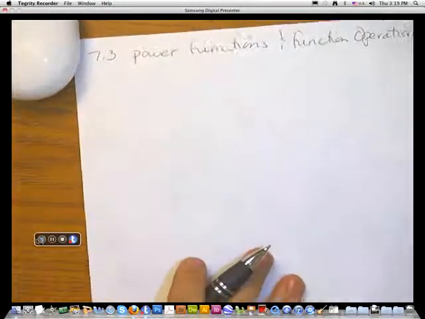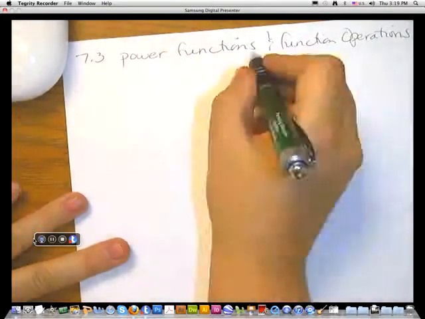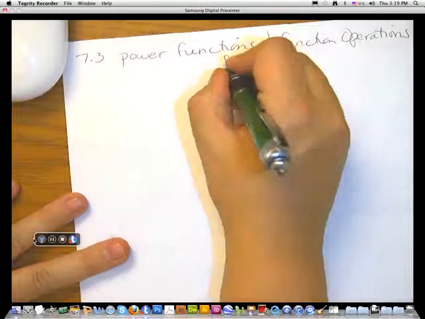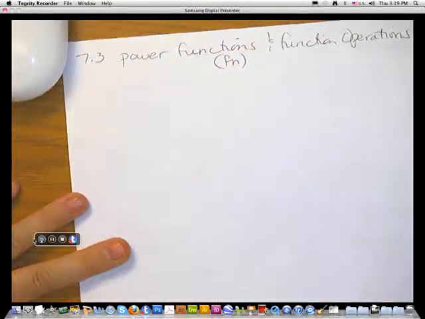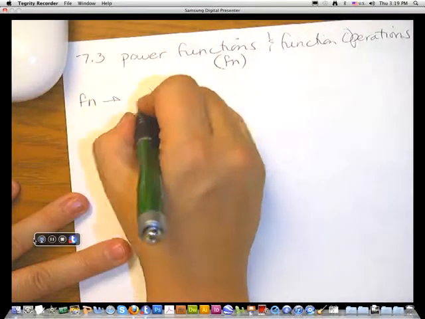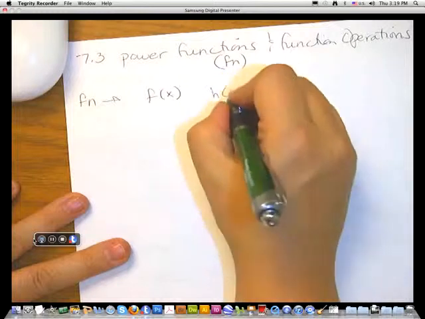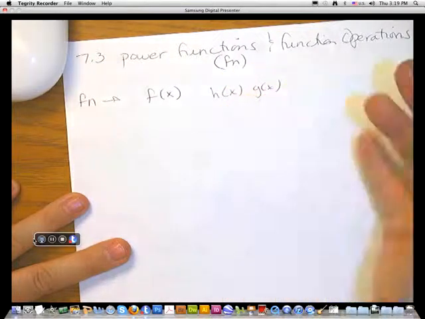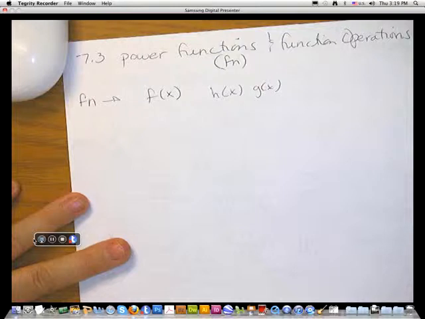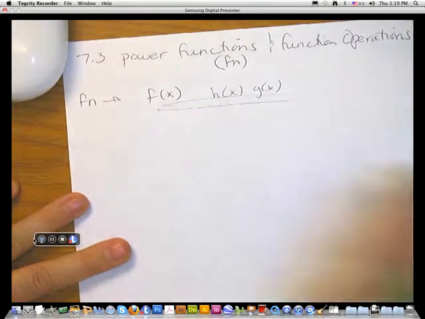7.3, power functions and function operations. First of all, when you see or hear functions, you're going to see me abbreviate it as f of n. So when you see that, know that that represents a function. And for our purposes, a function is now going to be written as f of x. You can use other letters, h of x, g of x. It doesn't matter, but all of our function notation is going to be in that format.